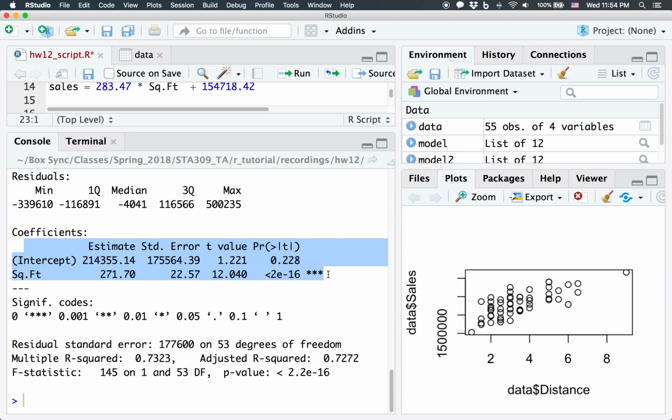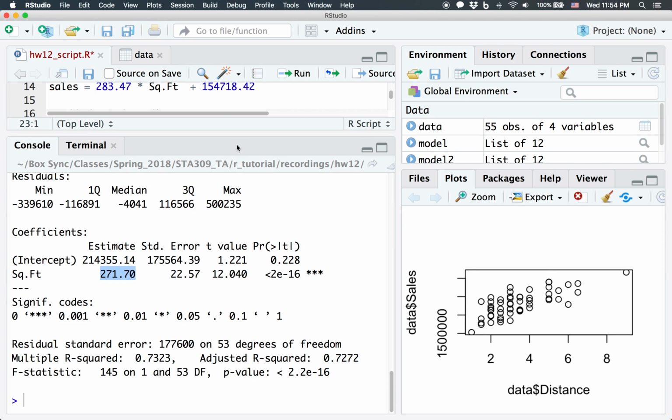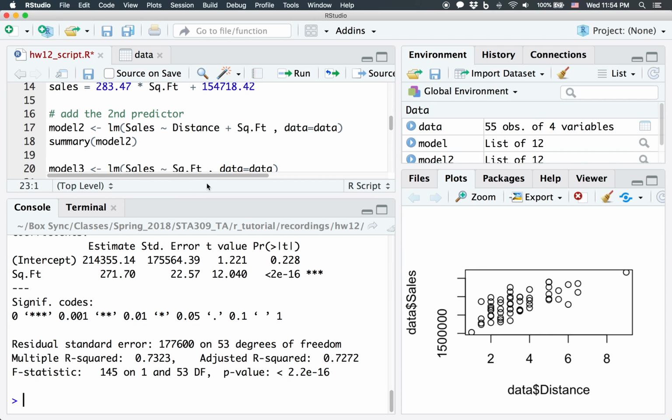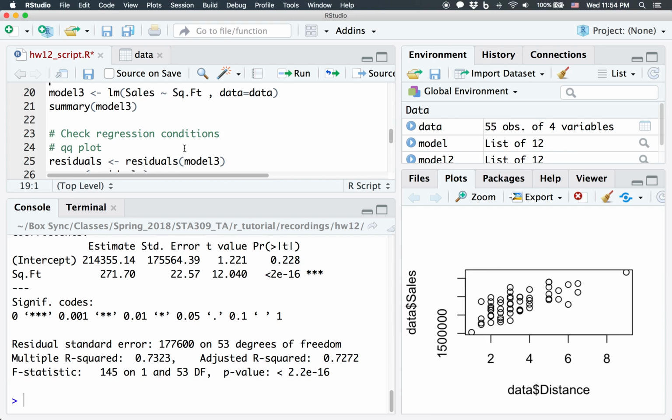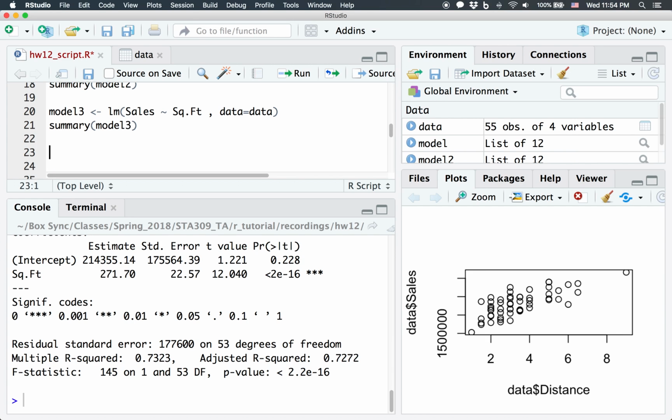Let's look at our result here. We see that our p-value is very small, so we can reject our null hypothesis that the slope is 0. So we can keep this number, right? So what does this suggest? In order to predict the sales, we should use 271.70 times the square feet plus this intercept here, 14355.